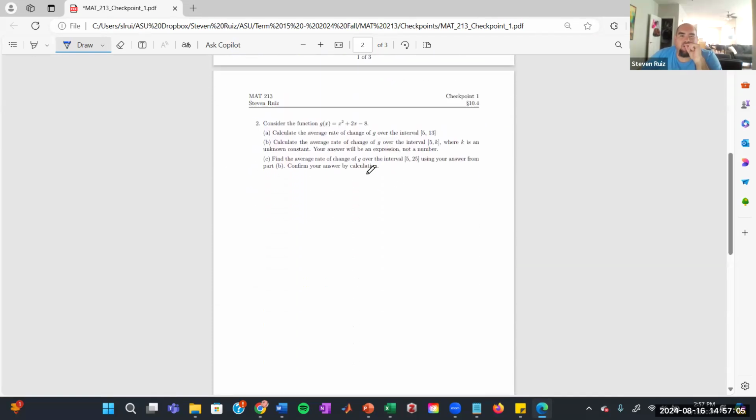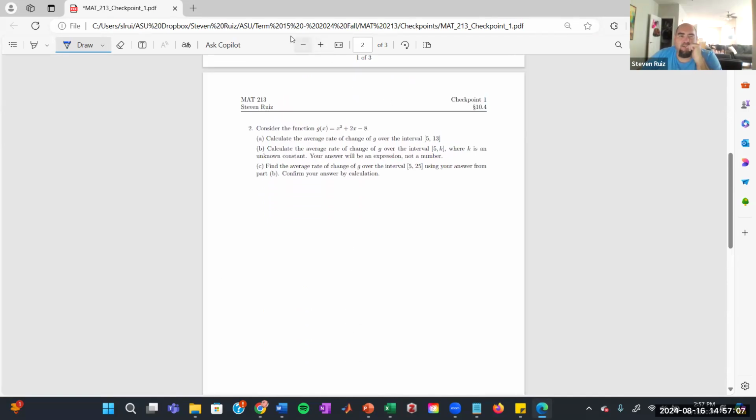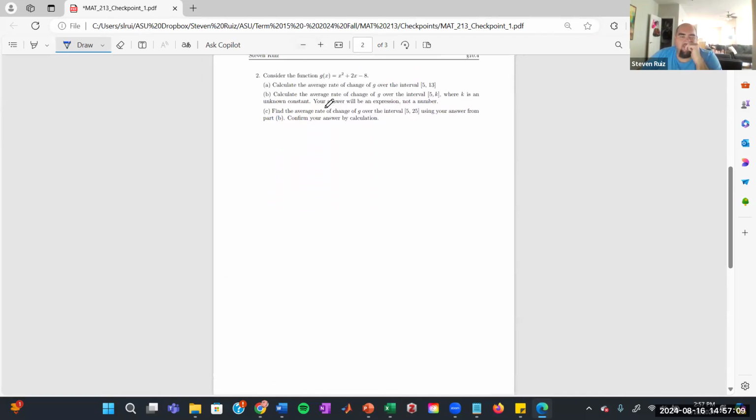Now I have a function that's a quadratic, so this is not linear. I still want to find the average rate of change. In terms of calculating, this is not going to work any differently from what we just did. So if I want to find the average rate of change, that's going to equal g of 13, that's the right end of this interval, minus g of 5 all over 13 minus 5.